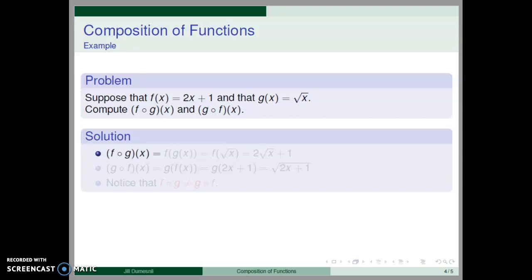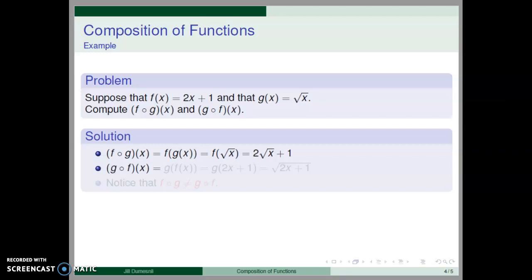To compute (f∘g)(x), we use the definition of composition, and the definition yields f(g(x)). Now, according to the order of operations, we should compute the innermost value first. Since g(x) is the square root of x, we get f(√x). Now we apply f to the input √x by doubling it and adding 1. Therefore, (f∘g)(x) = 2√x + 1.